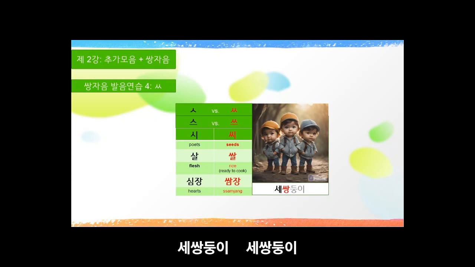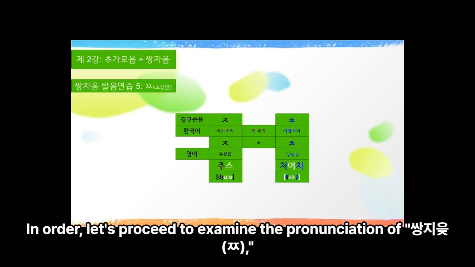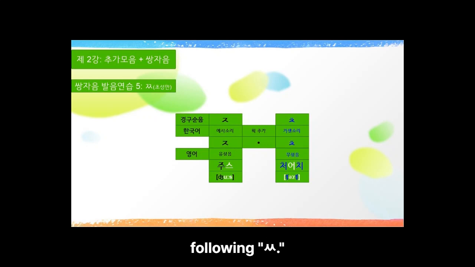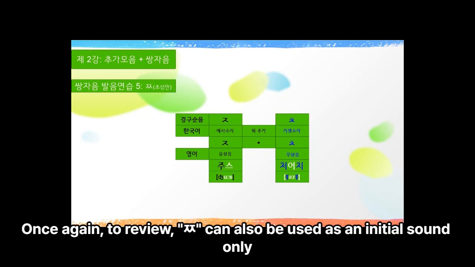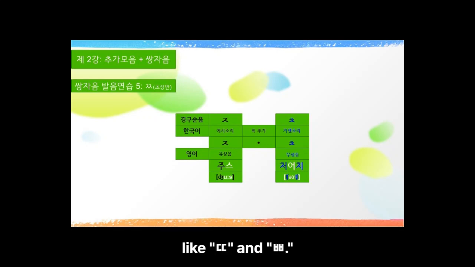In order, let's proceed to examine the pronunciation of ssangjieut following ssangsiot. Once again, to review, ssangjieut can also be used as an initial sound only, like ssangdigeut and ssangbieup.